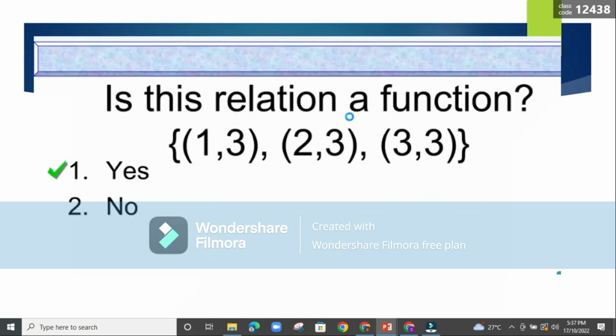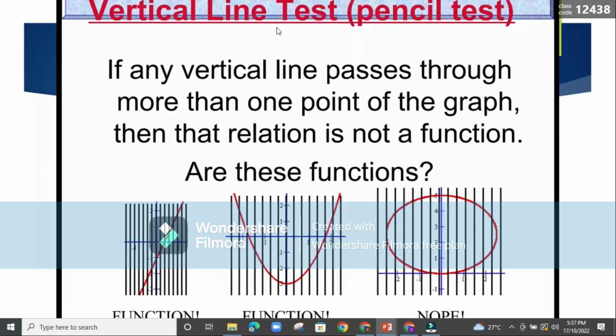Okay, let's proceed. Is this relation a function? You have 1, 3; 2, 3; and 3, 3. It's a yes because none of the x values is repeating. Okay, the vertical line test, or we call it the pencil test. If any vertical line passes through more than one point of the graph, then that relation is not a function.